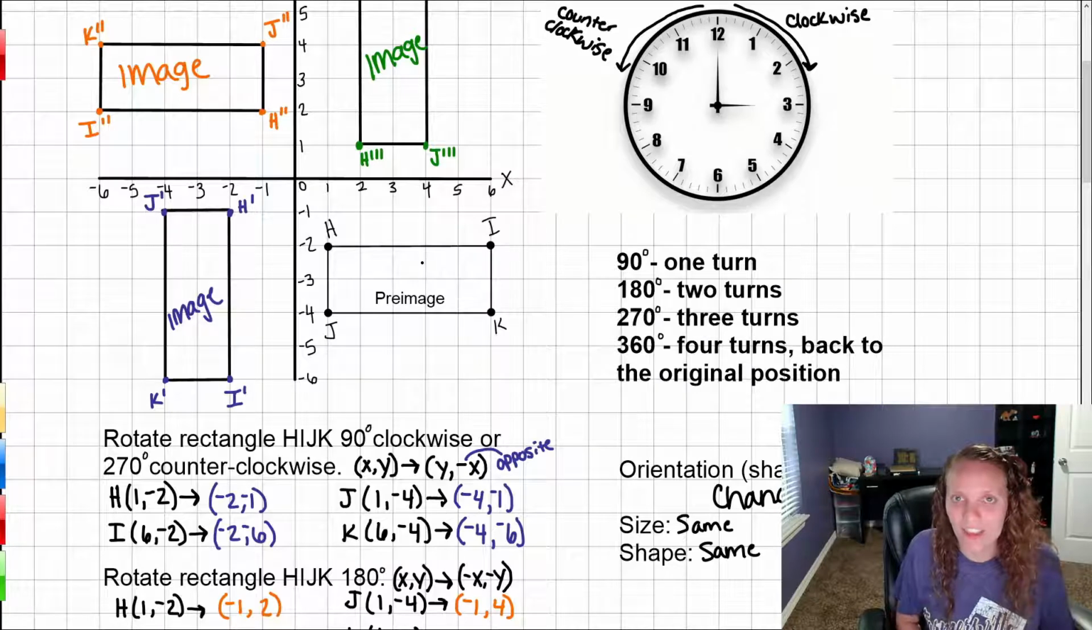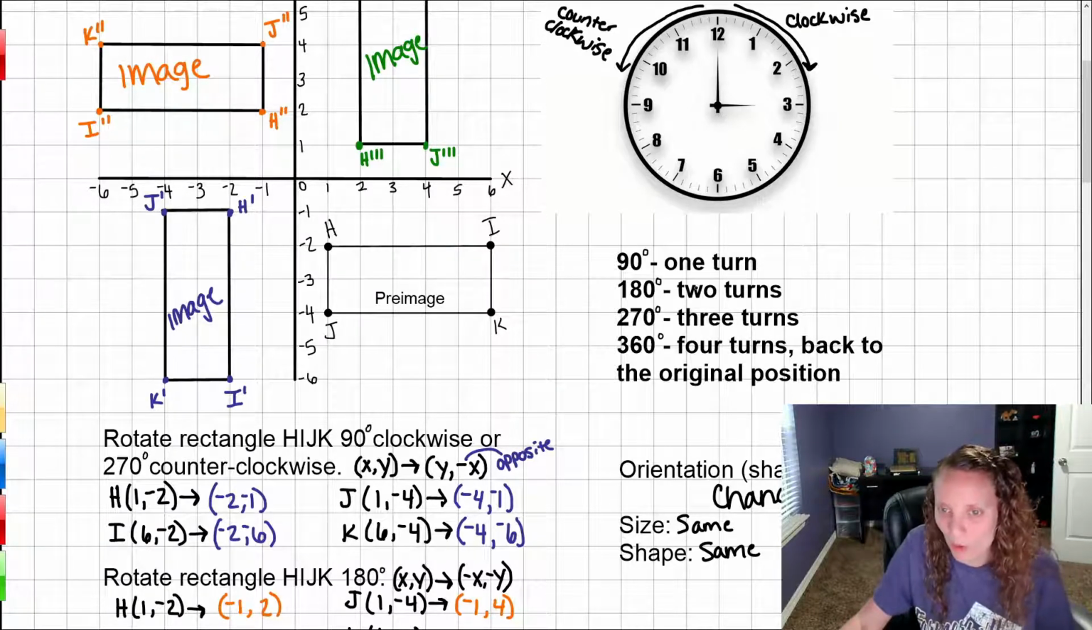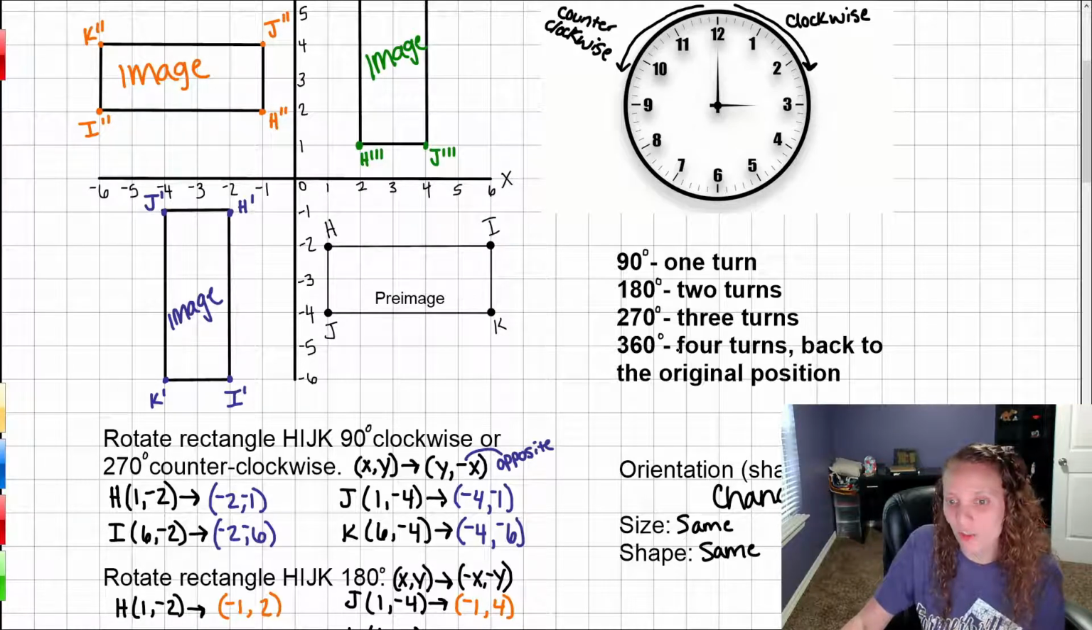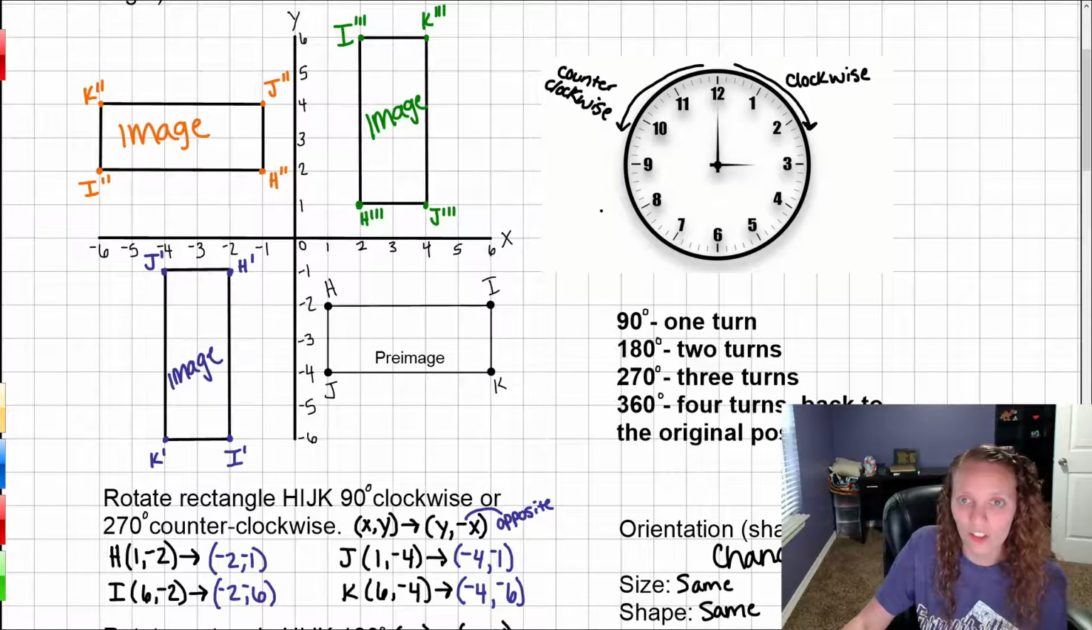Alright guys, that's rotations. I think it's easier if we start with the rule on this one and use the rule to figure out the new points, and then we can graph our images. Don't forget that 90 degrees is 1 turn, 180 is 2 turns, 270 is 3 turns, and 360 is a full entire circle, 4 turns back to the original position. And then our other two definitions kind of go along with the clock. Going to the right is called clockwise, going to the left is called counterclockwise.